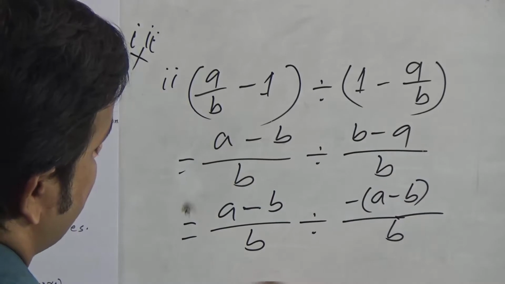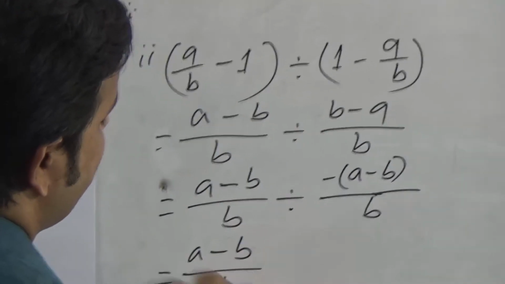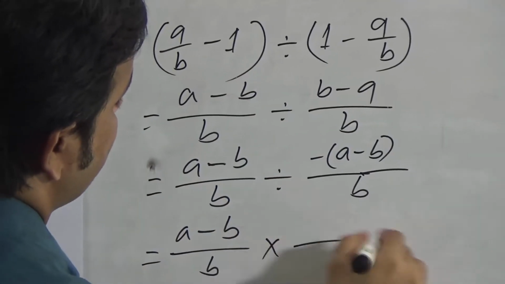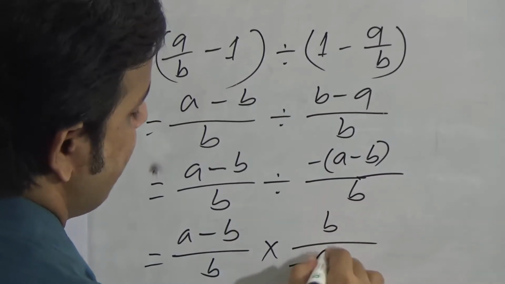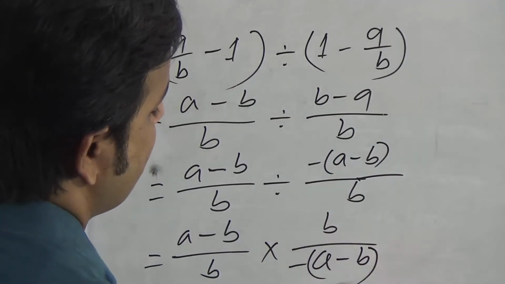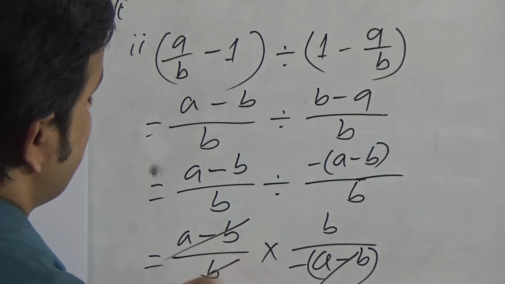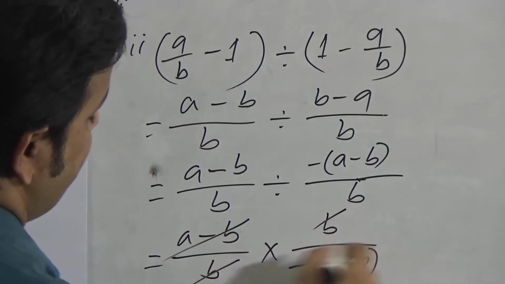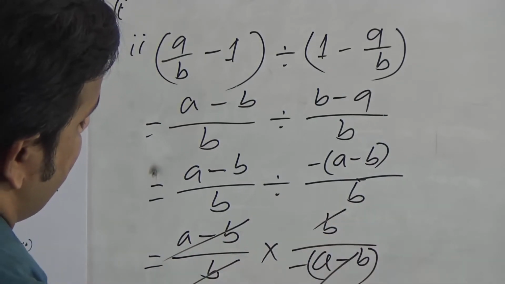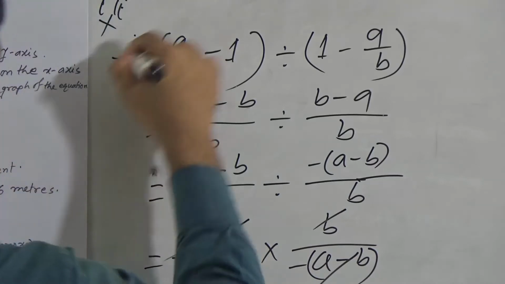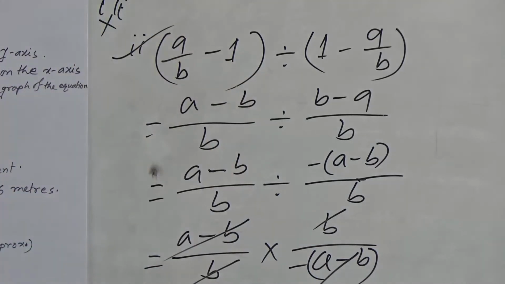Now, we can write here (a minus b) by b, multiplication b minus (a minus b). So this one vanishes, b vanishes, and as here is minus, we can write here minus 1. So the product is minus 1, this one is correct, as here the product is minus 1.